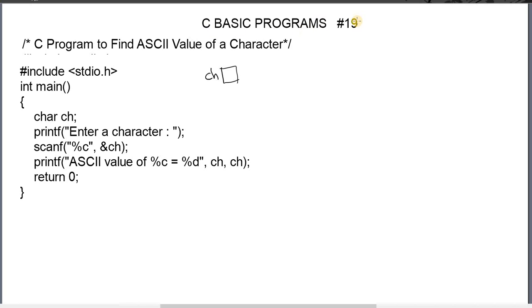C basic programs. This is part 19. Let me explain code to find the ASCII value of a character.